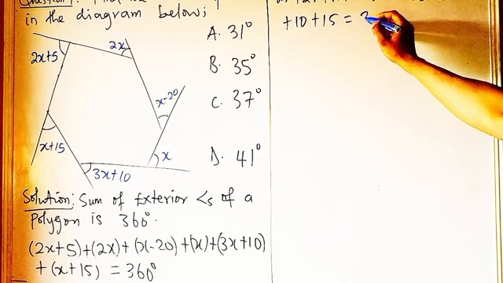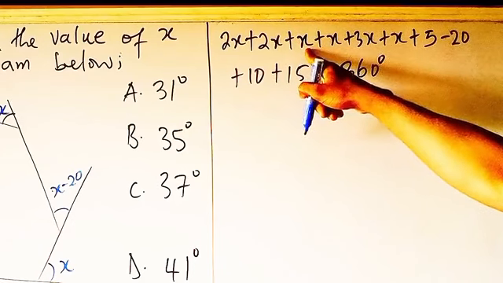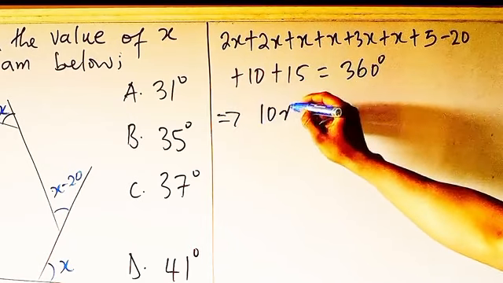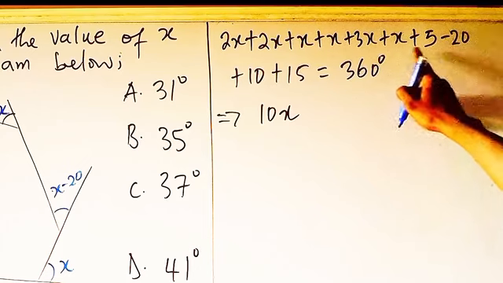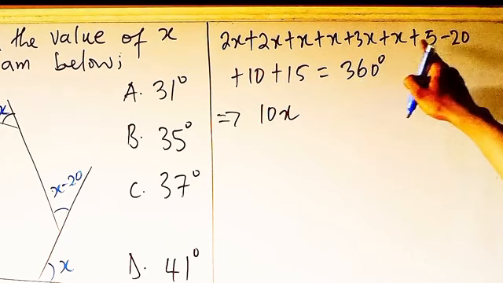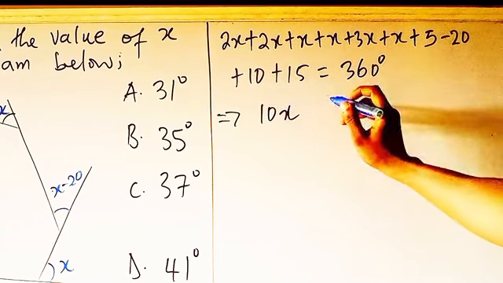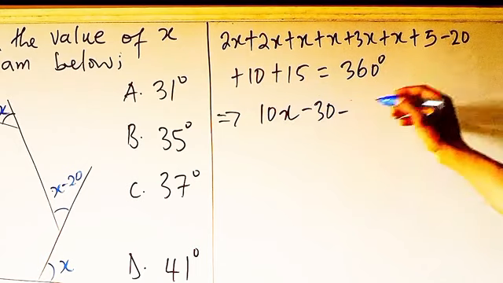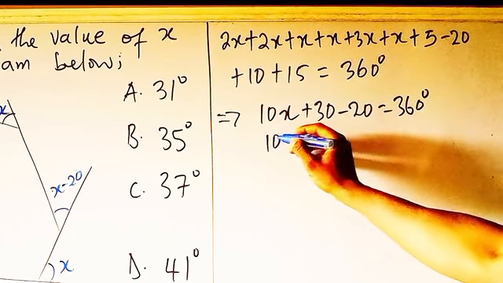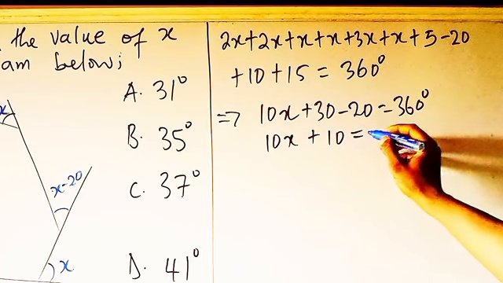Everything must give us 360 degrees. So now from here, 2x plus 2x, we have 4x plus x, 5x, 6x, 9x, 10x. Then 5 plus 10, that is 15, plus 15, 30. We have plus 30 minus 20 equals 360 degrees. So 10x plus 30 minus 20, that will give us plus 10, equals 360.